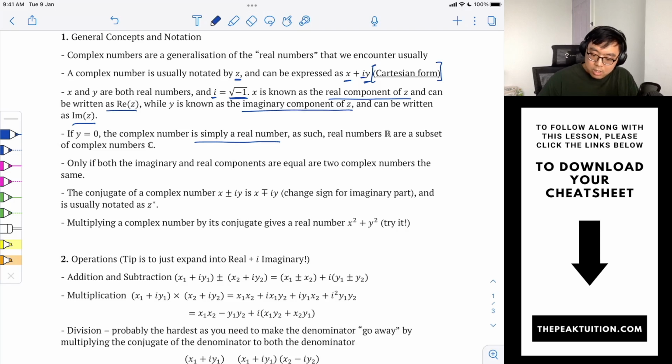So in this aspect, because when y equals 0 we get a real number, we can see that real numbers are a special set of complex numbers. So we can actually write all our real numbers in the complex form. It's just that it will be x plus i times 0. Then it's just a real number, right?